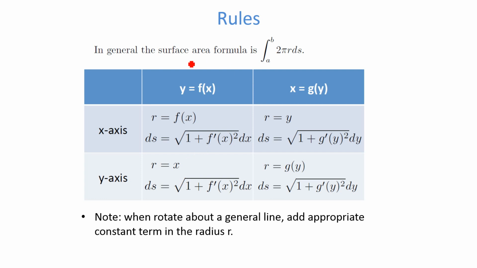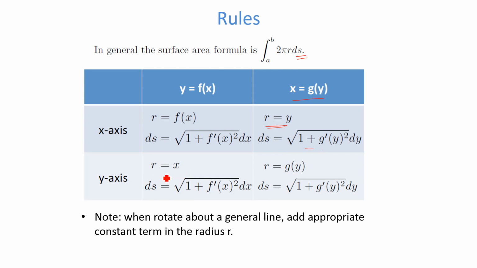So here are a couple of rules. In general, surface area is the integral from a to b of 2 pi r ds. So we just replace this ds by one of these expressions. And how can we choose the expression? If the revolution is about the x-axis and y is equal to f(x), the radius is equal to f(x), ds is equal to square root of 1 plus f prime x squared dx, and if x is equal to g(y), we have the radius equal to y and ds is given by this expression.